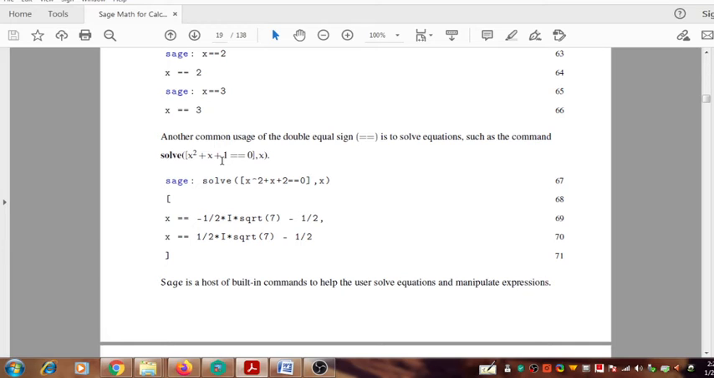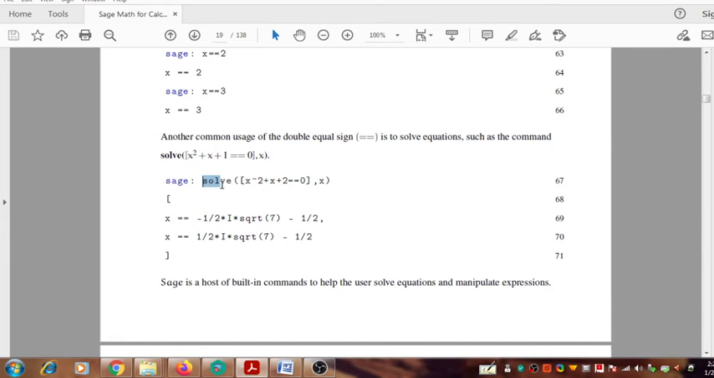So if you want to solve, what kind of method is there? In sagemath there is a command. That command is solve, S-O-L-V-E. You can see that command, and we are going to see the syntax of that command also.